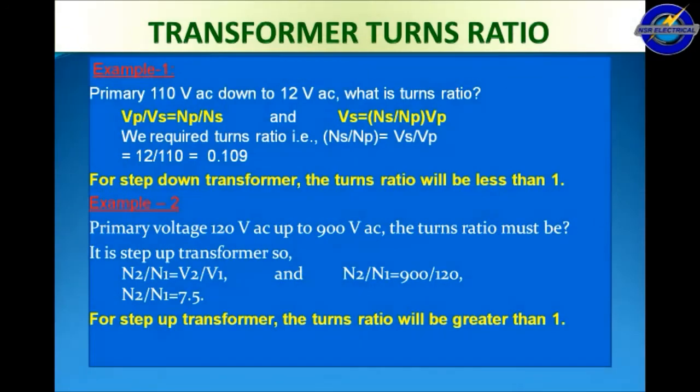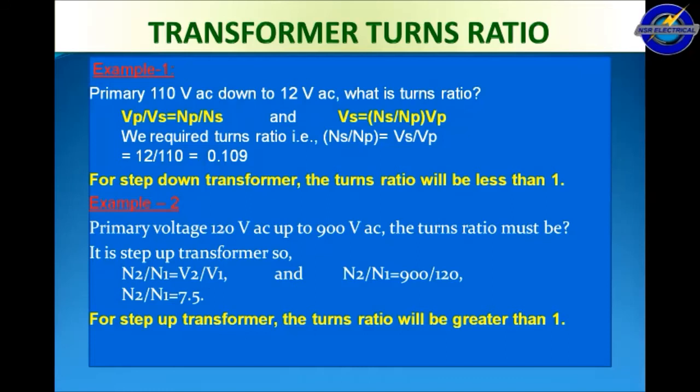For example, we calculate the turns ratio where primary voltage is 110 volts AC and secondary voltage is 12 volts AC. Here the formula is Vp by Vs equals Np by Ns. We require the turns ratio, that is Ns by Np equals Vs by Vp equals 12 by 110 volts equals 0.109. For a step down transformer, the turns ratio will be less than 1. Similarly, for step up transformers, the turns ratio will be greater than 1.